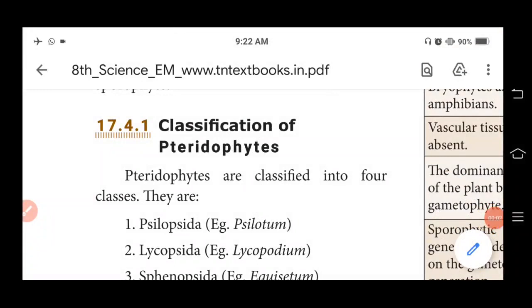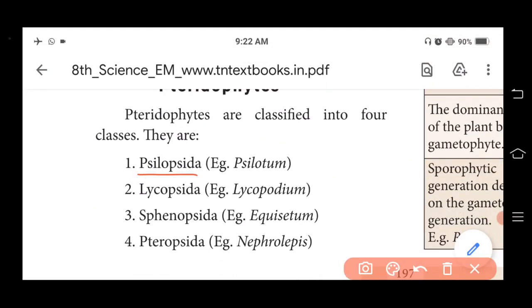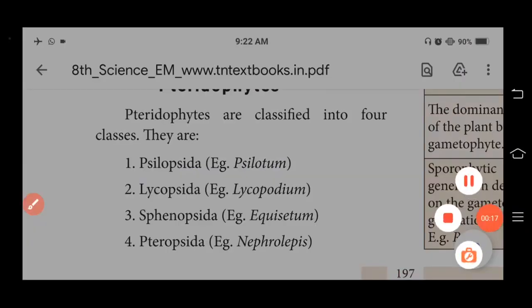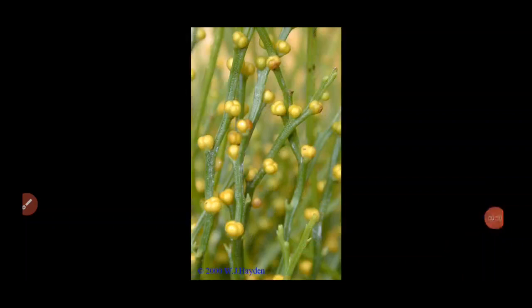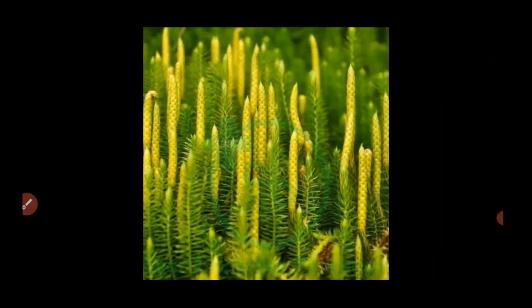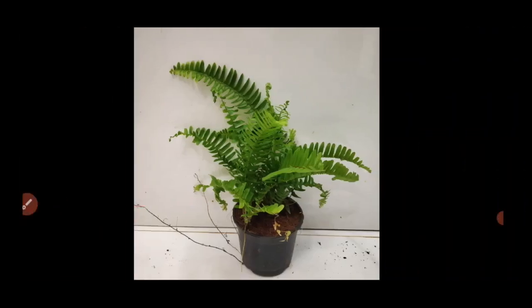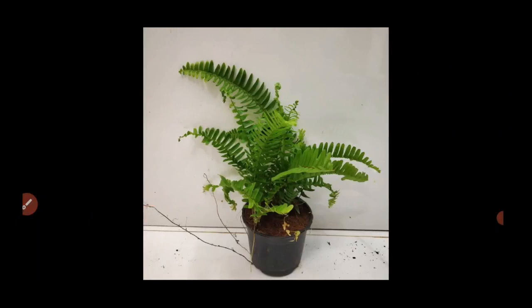Our next topic is classification of pteridophytes. Pteridophytes are classified into four classes. They are Psilopsida, example Psilotum. This is the plant known as Psilotum. The second one is Lycopsida, example Lycopodium. The third one is Sphenopsida, example Equisetum. And the fourth one is Pteropsida, example Nephrolepis.